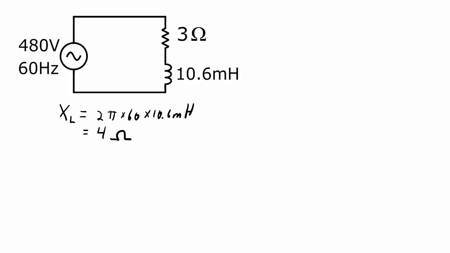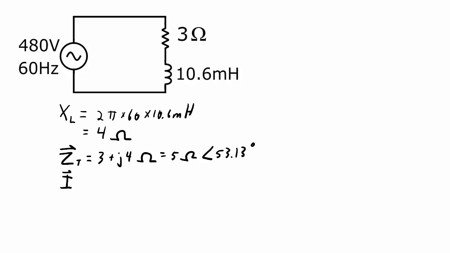The next thing I can look at is the total impedance of this circuit. In rectangular coordinates, that's easy. It's 3 plus j4 ohms, or 5 ohms with a phase angle of 53.13 degrees. The current in this circuit is going to be 480 volts, and that's 480 with a phase angle of 0, divided by this total impedance that I just calculated, and that works out to 96 amps with a phase angle of minus 53.13 degrees.